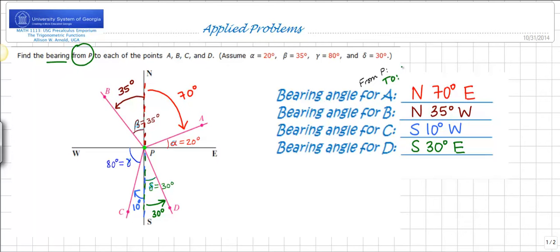And this is the only time you're measuring an angle from what appears to be the y-axis. All of our reference angles are measured from the x-axis, so please don't let this confuse you. These are directional angles.